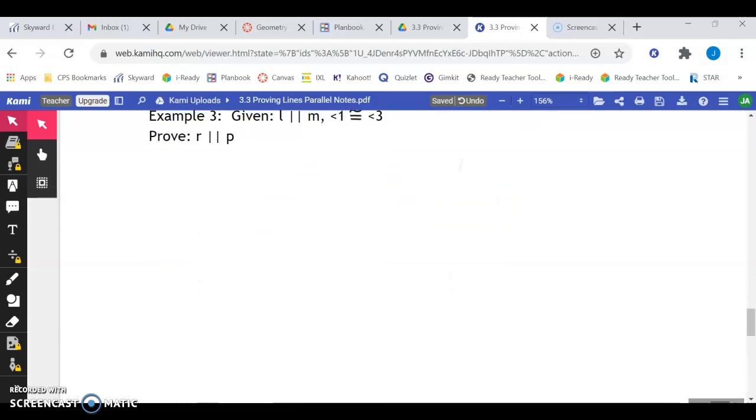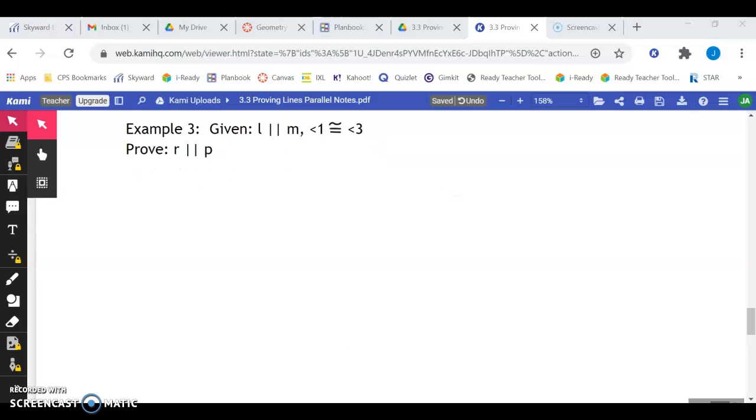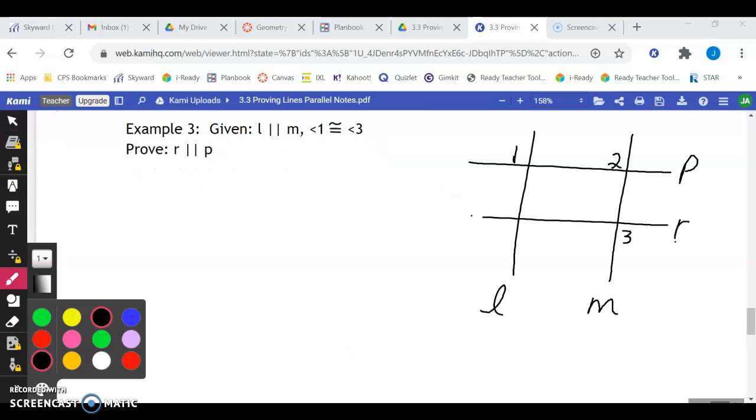And for example 3 here, we also need a picture. For this example, we are given that line L is parallel to M and angle 1 is congruent to angle 3. And we need to use that to prove that R is parallel to P. So we're going to start off with what's given. L is parallel to M. So that is given to us.